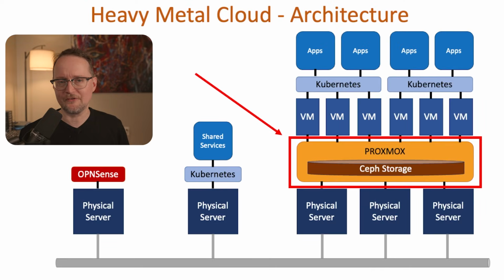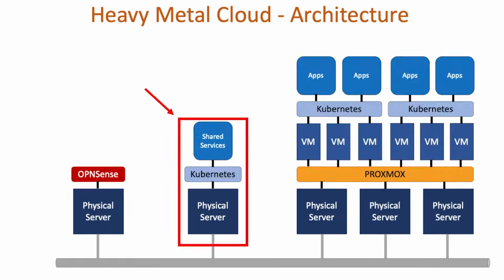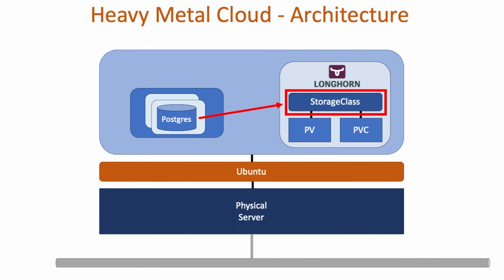To solve this problem, we need a way to persist the data. One option is called Ceph, and I'll be using Ceph for my Proxmox cluster. Ceph is great, but it's really designed for installations where you have multiple servers to distribute the storage. Since my shared services run on just a single server, I'm going to use a lightweight solution called Longhorn. Longhorn will give me access to something called a StorageClass that will allow me to persist my data. This way, when the pod is terminated, the data won't go away.